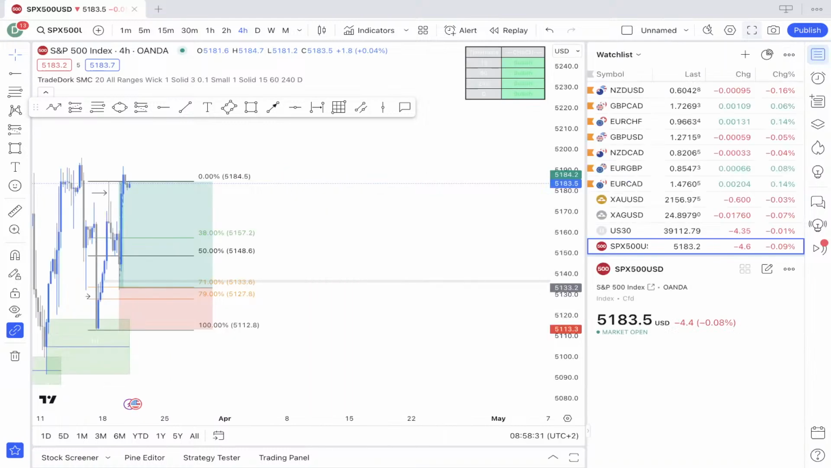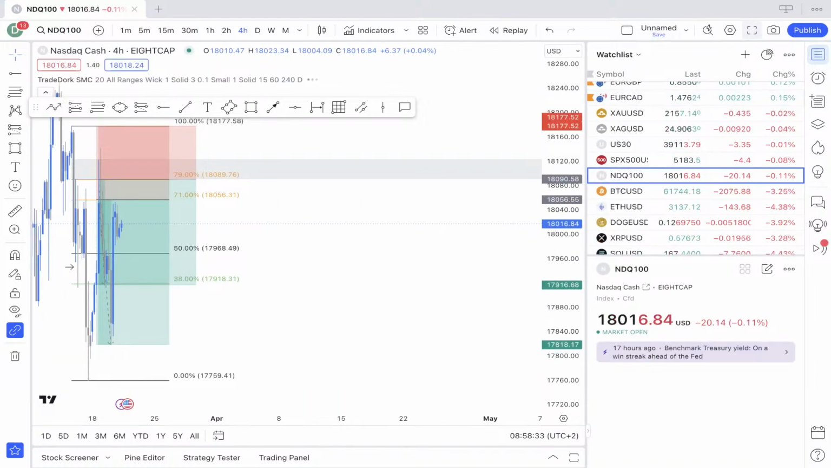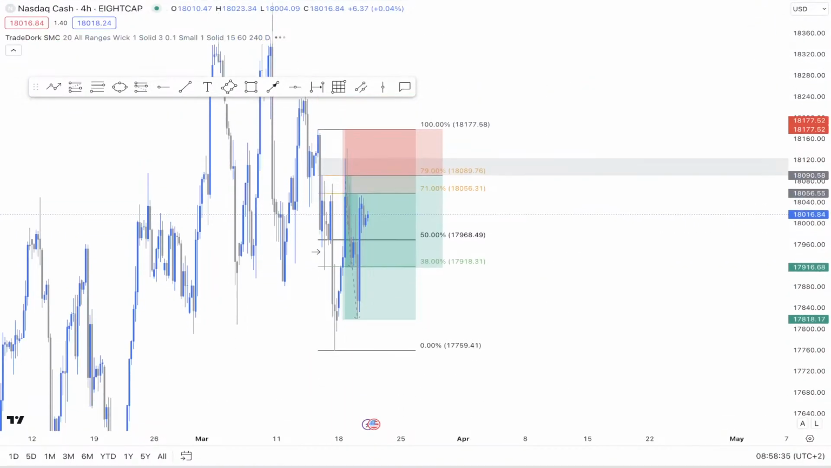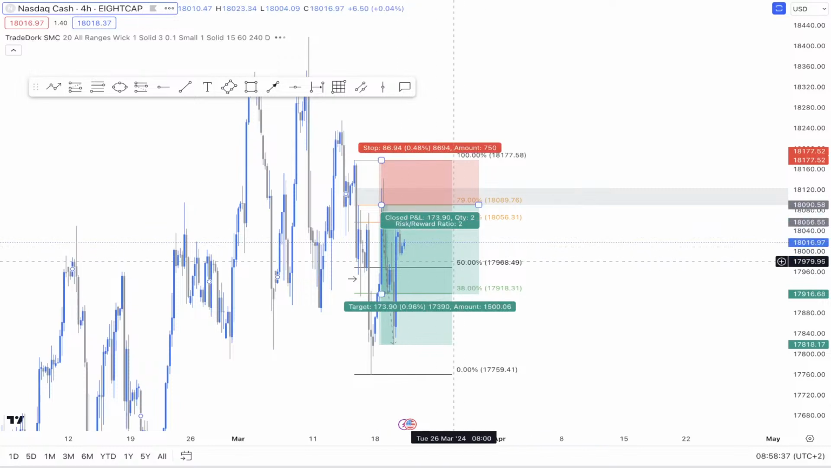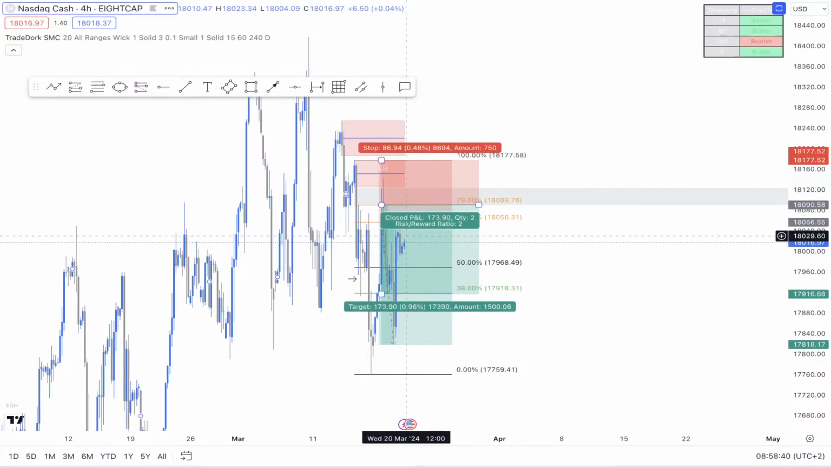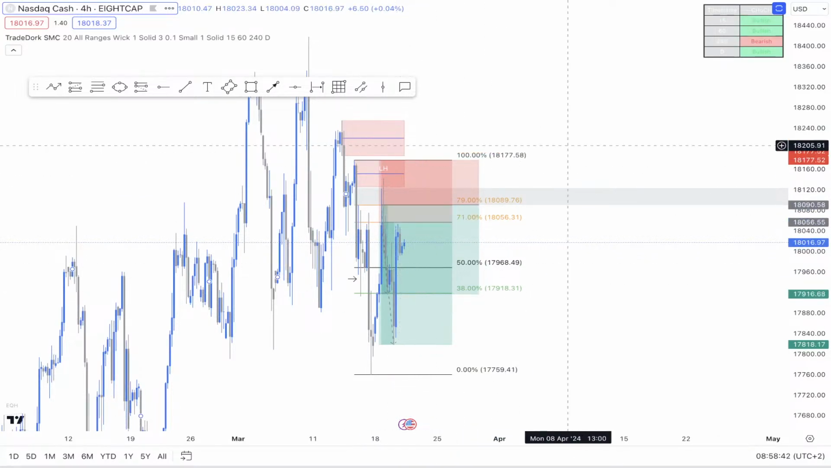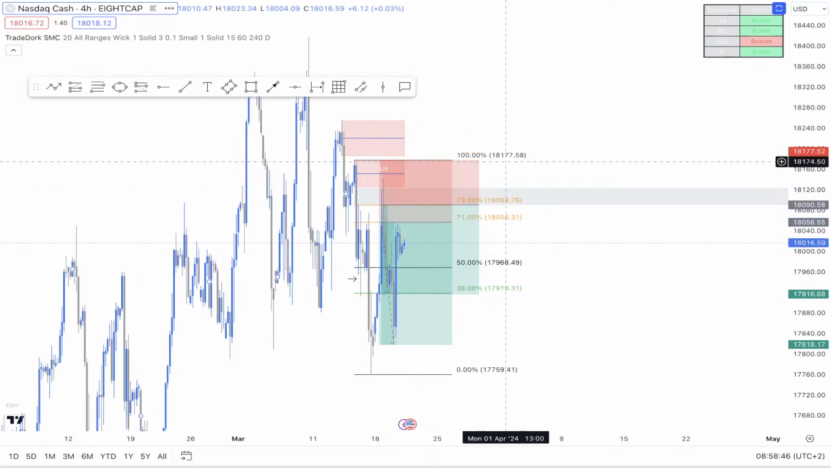Hope it makes sense. And lastly, for our indices analysis, we have NAS100, where this bearish opportunity smashed TP1 and TP2 on both entries, but currently decided to reverse towards the entry. So yeah, let's see what will happen from here. Still running in some profits.